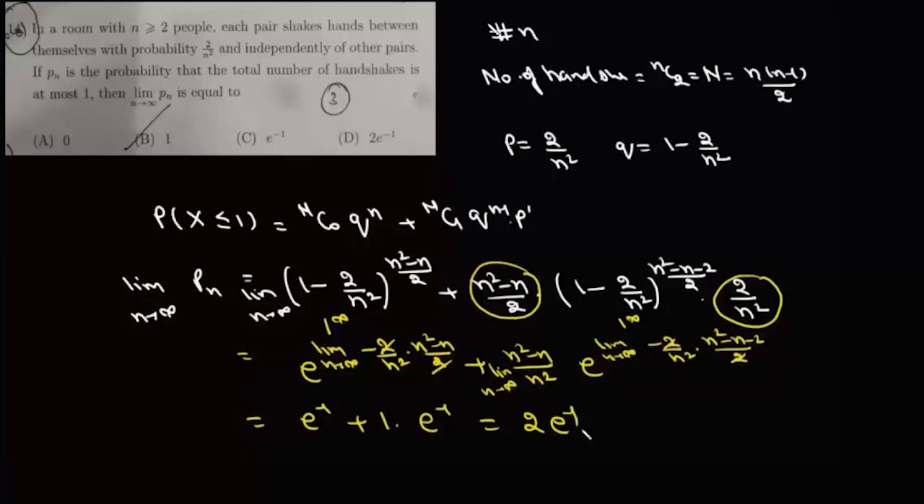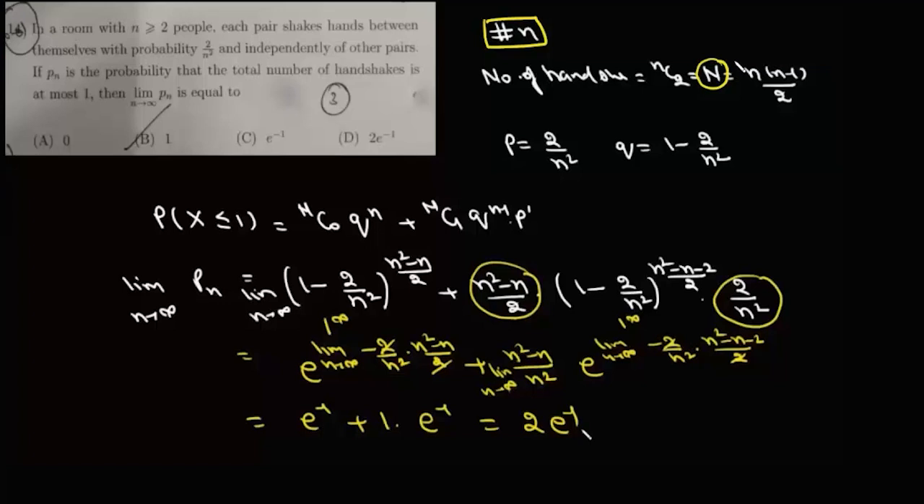Now, the number of people in the room is n. So the total number of possible handshakes will be nC2, which is n(n minus 1) by 2, and let us say this is capital N. Now the probability of a handshake happening between two people is given by 2 by n square. So the probability of success is 2 by n square. So the probability of a handshake not happening, or the probability of failure, will be 1 minus 2 upon n square.